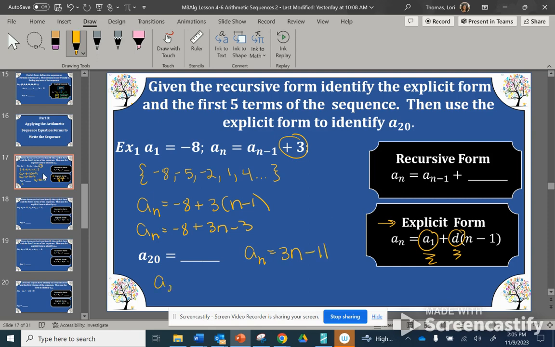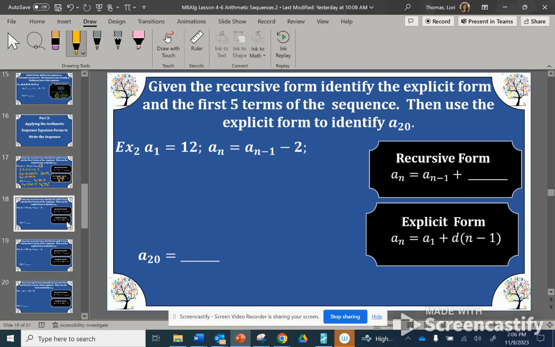Now, let's use our explicit form to find the 20th term of this sequence. 3 times 20 minus 11. So 3 times 20, that's 60 minus 11. Our 20th term is going to be 49. We could write that as an ordered pair for our discrete graph. And remember, we would not have a y-intercept. Let's take a look at another example.